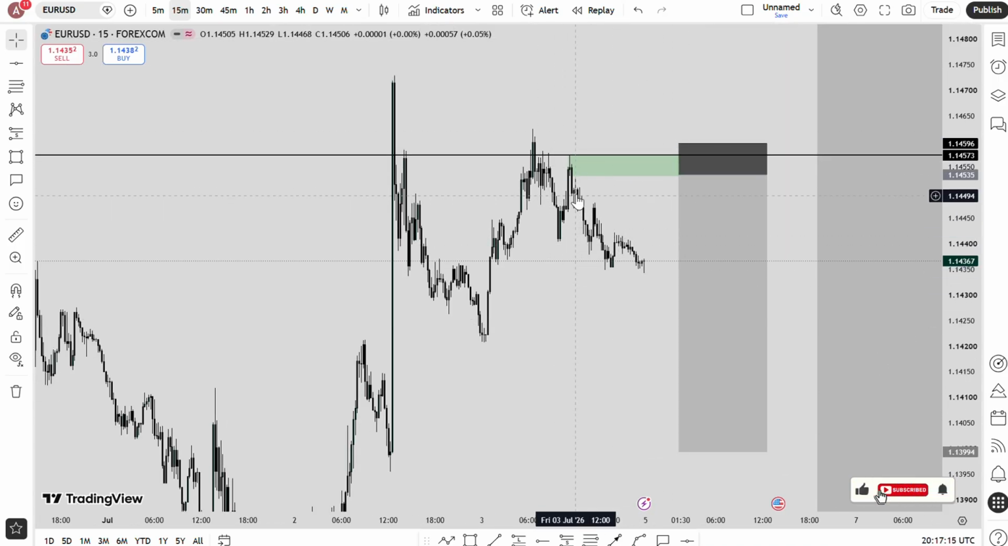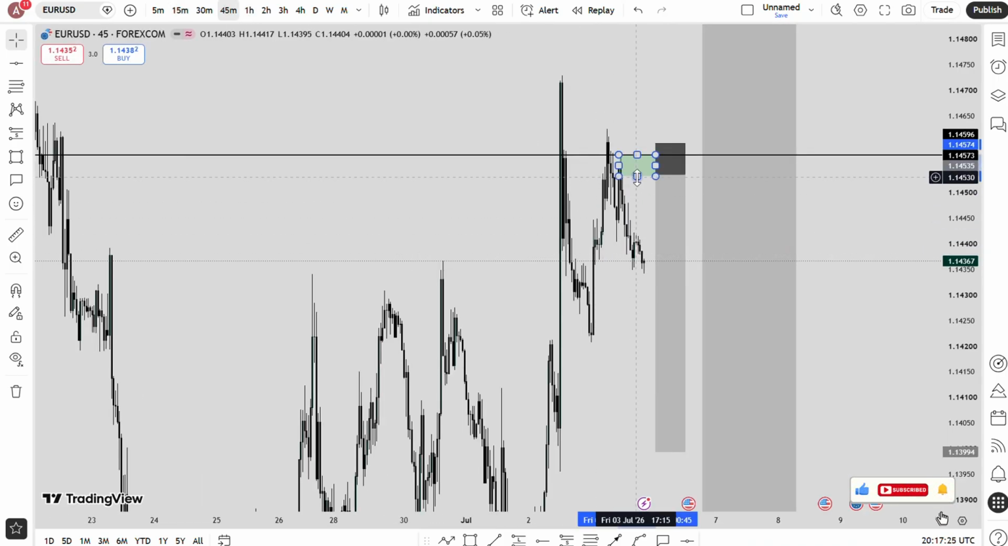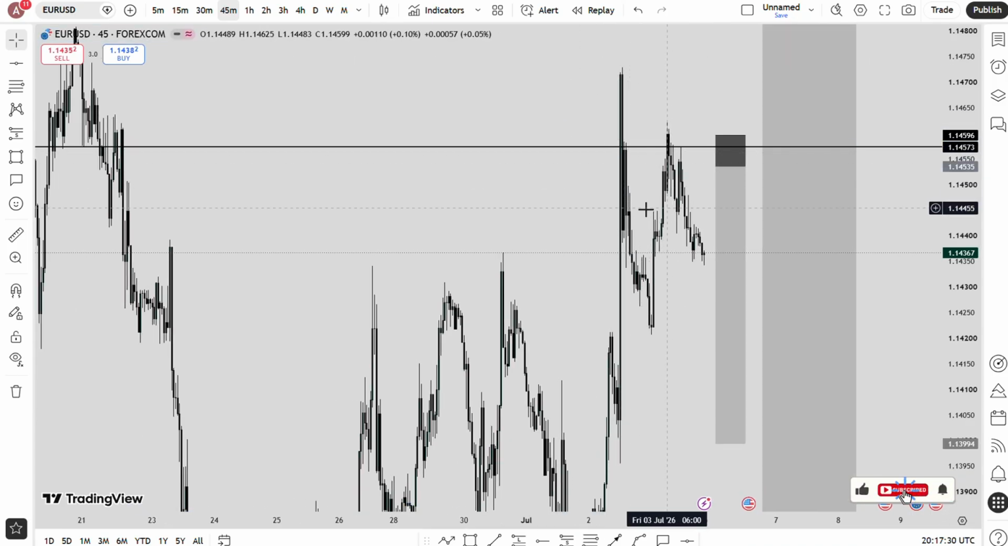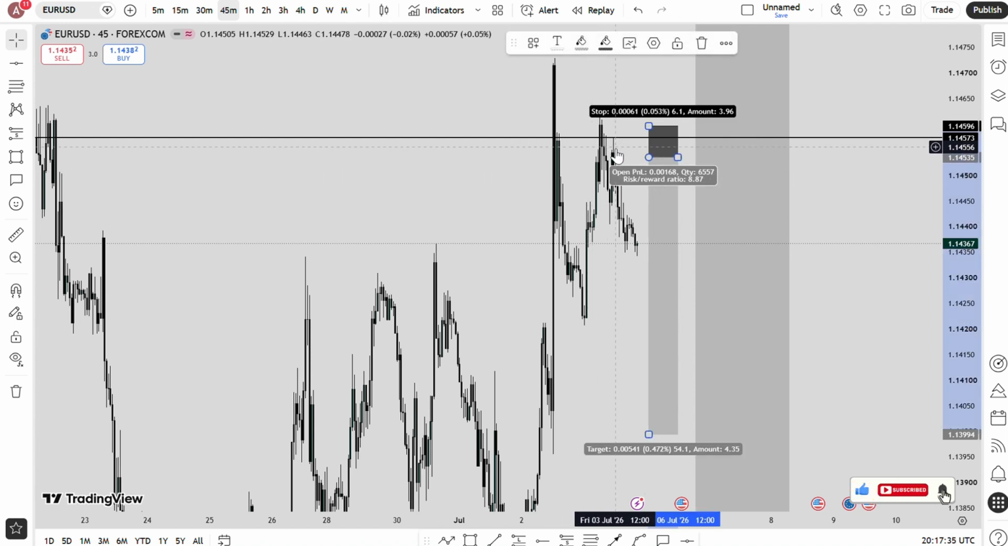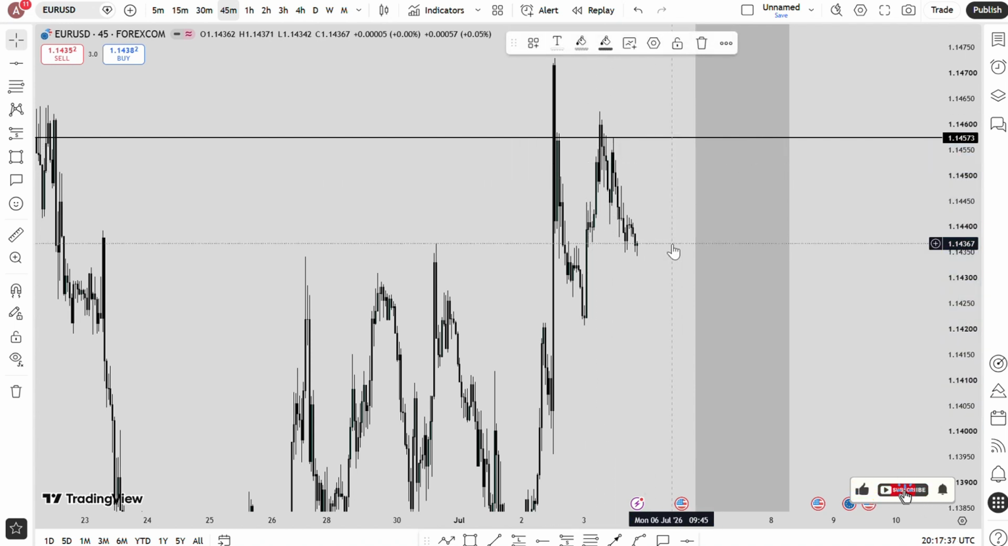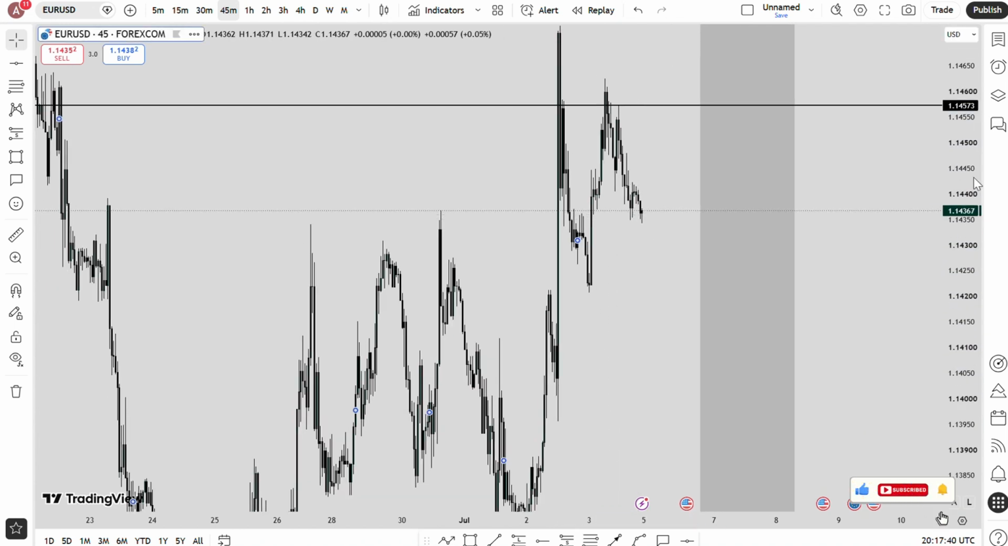This is not truly confirmed, because price already used this. Let me see. I don't like trading lower time frames. Price already used it and already tapped it, and you can see we have some breaks. So if you want to take some sells, you can take them from here or anywhere.